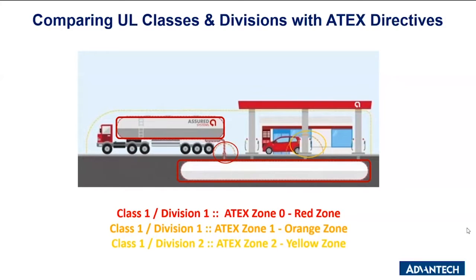The orange area is Class 1 Division 1, similar to ATEX zone 1. And Class 1 Division 2 is the environment around the outside, the outline in yellow. Class 1 Division 2 is similar to ATEX zone 2.